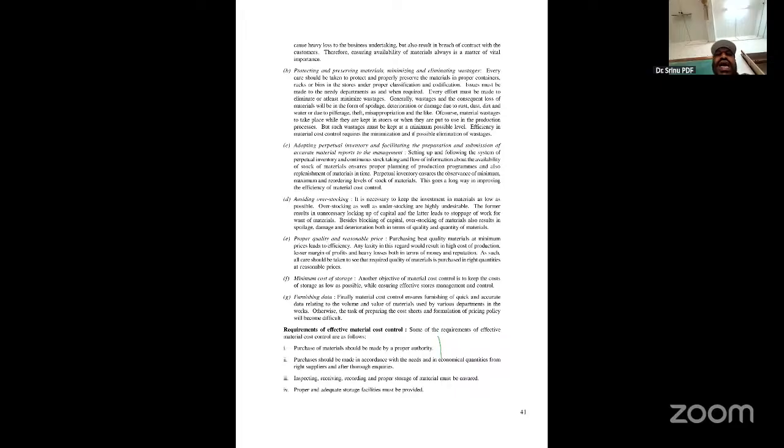Next one is adopting the perpetual inventory and facilitating the preparation of submission. It means whenever you require the material, the same material should be available in the production area. As per your requirement, you have to maintain that. That is called perpetual inventory.